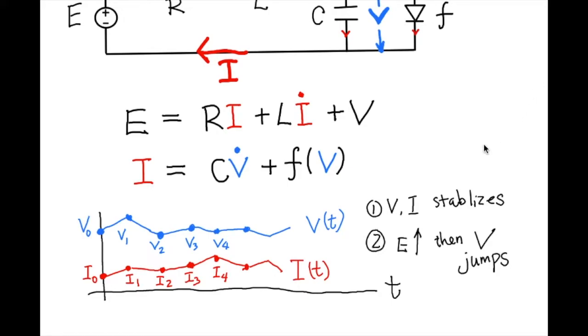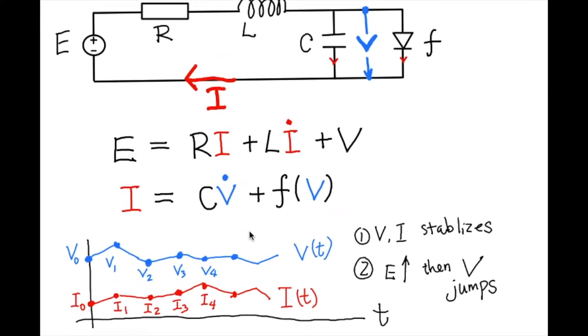The second point is that I will adjust one parameter, the voltage of the battery, and I will increase the voltage. What we want to see is a sudden jump in the graph of the voltage V.